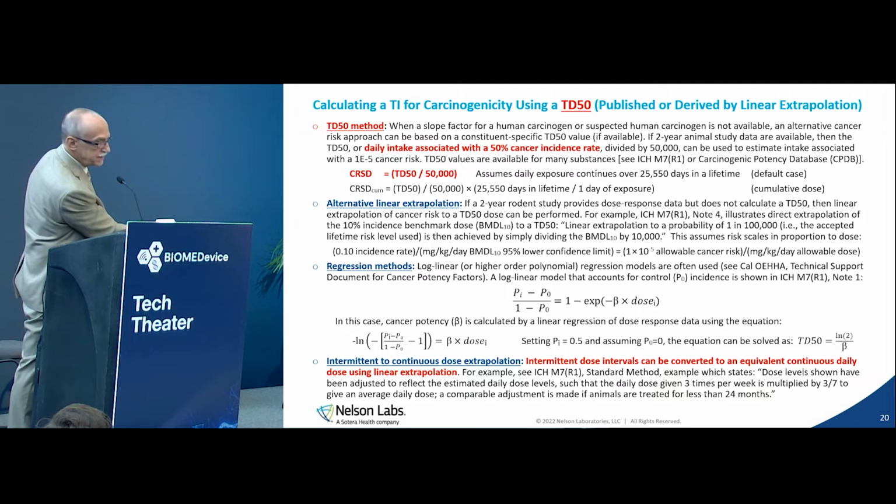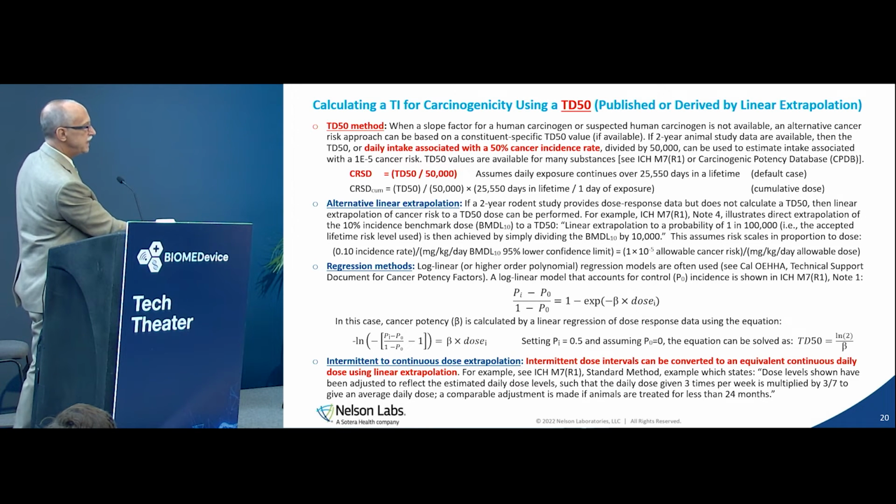Lastly, intermittent to continuous dose extrapolation can be done with an animal study that wasn't dosed every day. So let's say you had doses, ICH M7 gives you an example. The daily dose was given to the animal 3 times a week, so you multiply by 3 over 7 to adjust that to an average daily dose, and then you input that into your toxicity calculation.